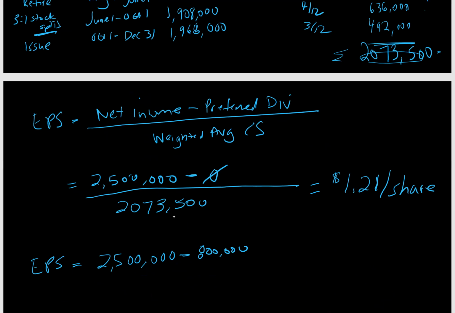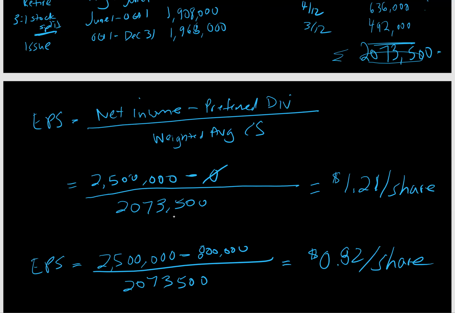We're going to multiply this by the exact same weighted average share number, and this gives us earnings per share of 82 cents. So you can see that the impact of this cumulative preferred share dividend that the company has to pay out before they can distribute the dividend to the common shareholders significantly decreases the earnings per common share from the situation where we didn't have a cumulative preferred share dividend.